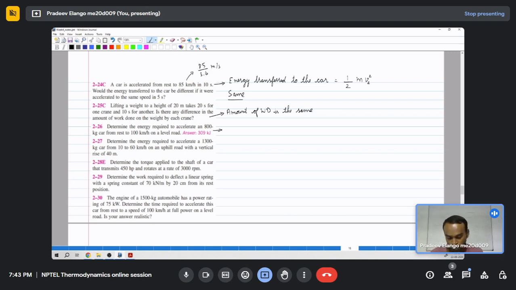Determine the energy required to accelerate an 800 kg car from rest to 100 km per hour on a level road. So now we can calculate kinetic energy is equal to half mv square, and that is half into m, which is 800 kg, and final velocity is 100 km per hour, and to convert in meter per second we will have 100 by 3.6, the whole square. Can you complete this?